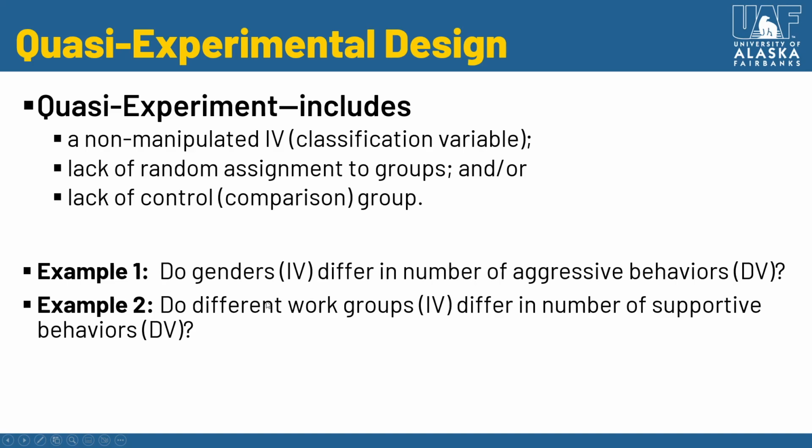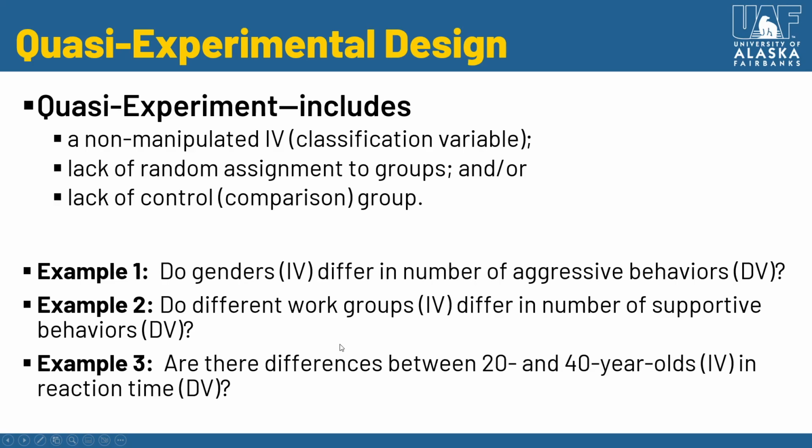So example 2, do different work groups differ in number of supported behaviors? Kind of another example where we really can't manipulate the IV and we can't randomly assign people to groups, right? Because say I'm some consultant and I'm doing a study with an organization and they already have these pre-existing work groups, I can't just switch up their entire organization, right? People are in the work groups that they are, so we can't randomly assign them, but we still want to see if there are some differences there.